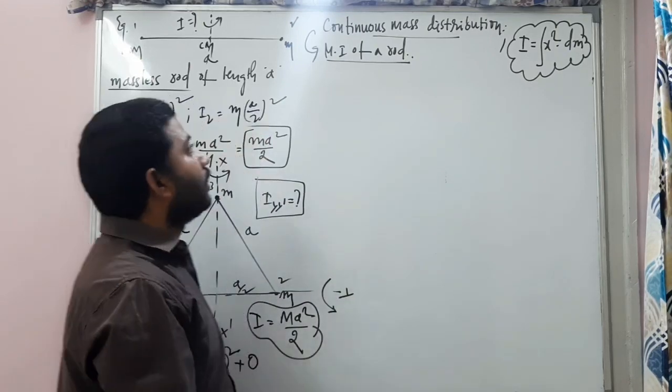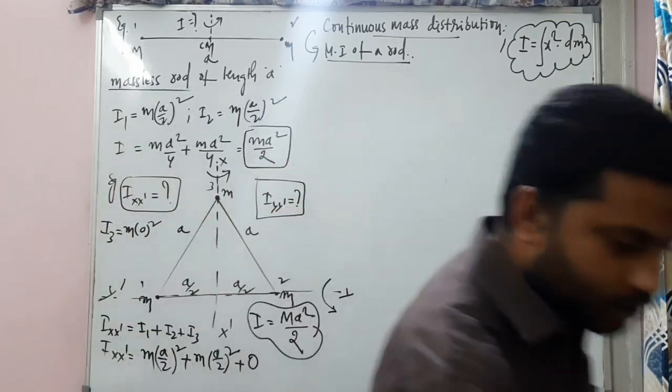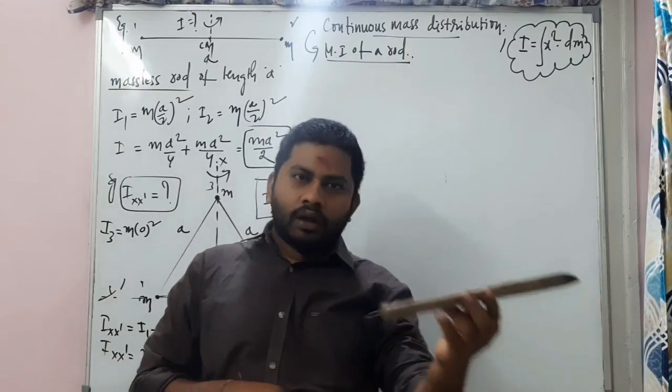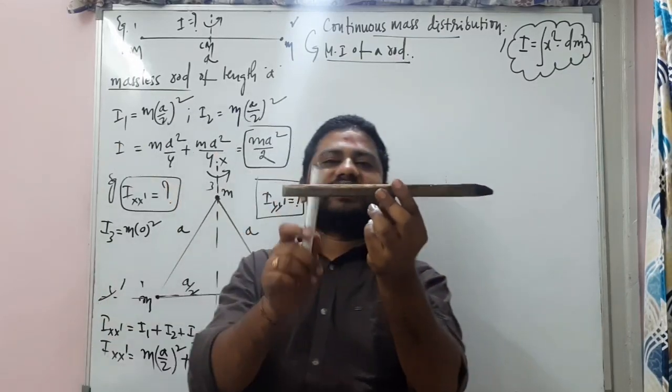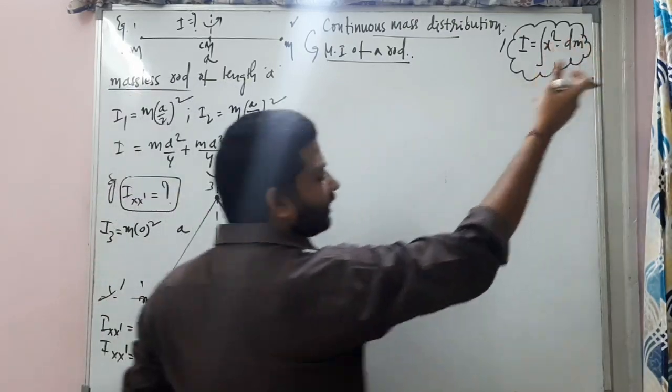Get ready now. Moment of inertia of the rod. Imagine the situation. This is the rod I have now. What is the case we are taking? The length of the rod is L. And what is dm, what is x, everything I'll tell you. Don't worry.